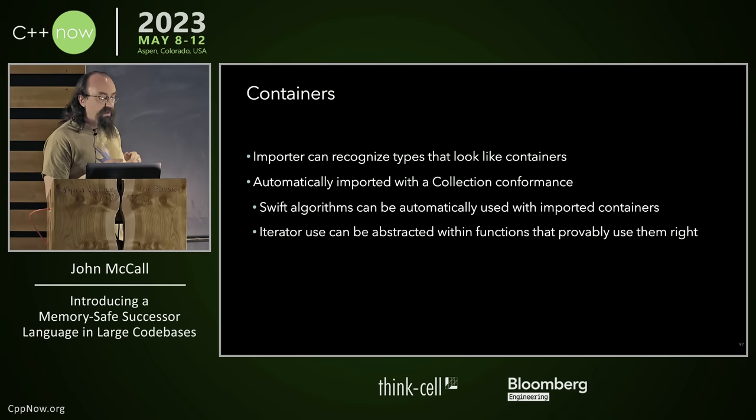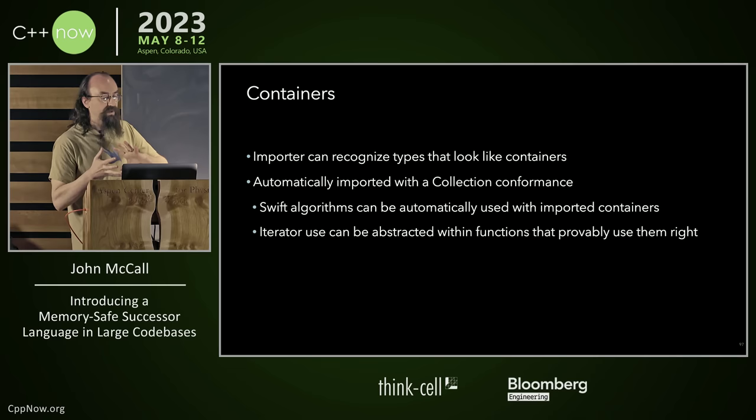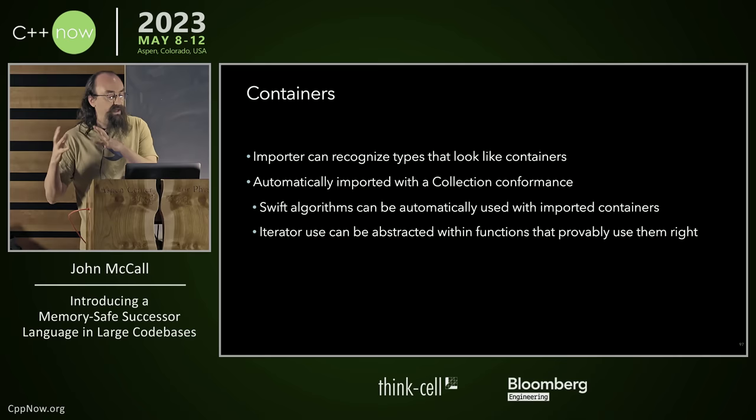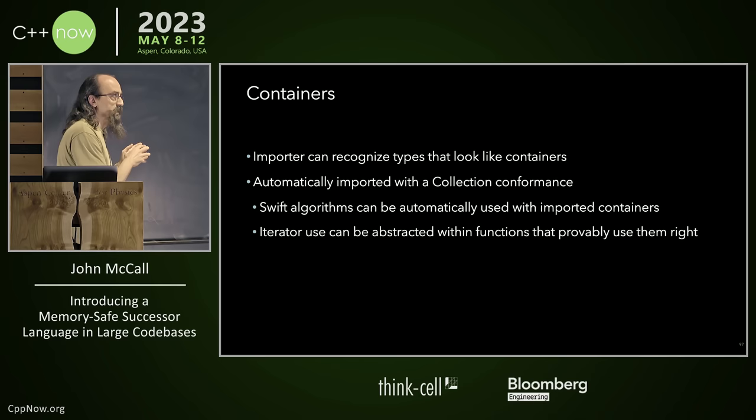Now, two methods that don't get imported on that type are begin and end. We don't need these in Swift. We can recognize that these are container types, and we can import them with a conformance to Swift's collection protocol. That means you automatically get Swift's full set of collection algorithms for working with any imported C++ container. And this also sidesteps some major safety pitfalls with the iterator patterns, which I mentioned before do not really fall into anything that we know how to make safe.